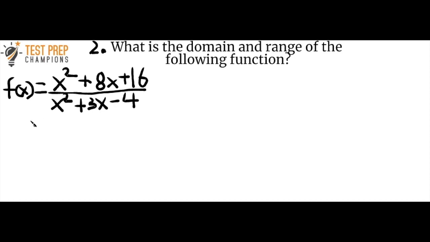Or if 2 was our input, we would put 2 in for x, and that would mean we substitute all of these x's in the equation with 2's, and we would solve the question. Whatever number we get as a result is our output. So the domain is all possible inputs and the range is all possible outputs.